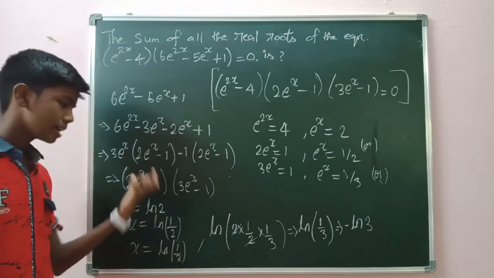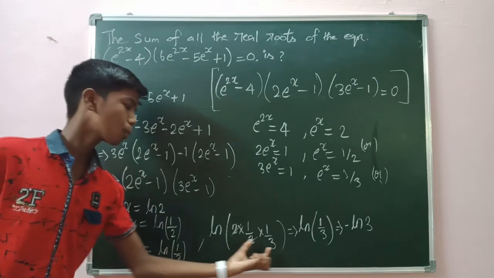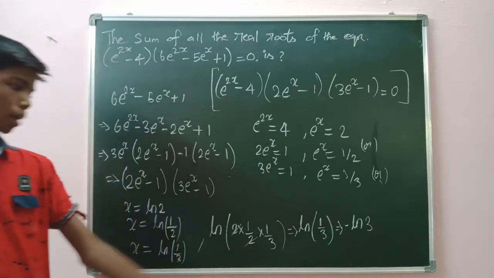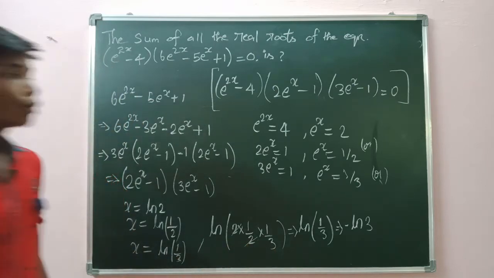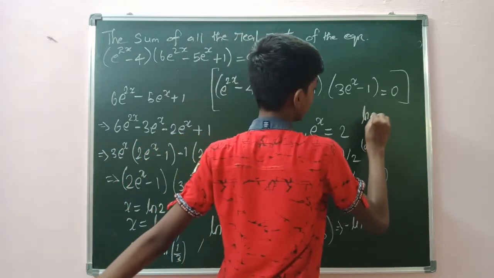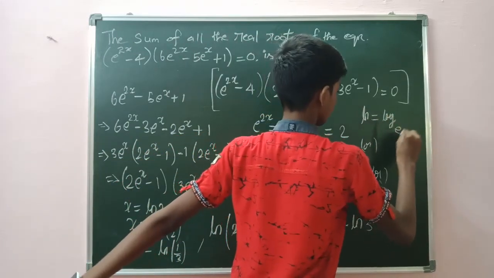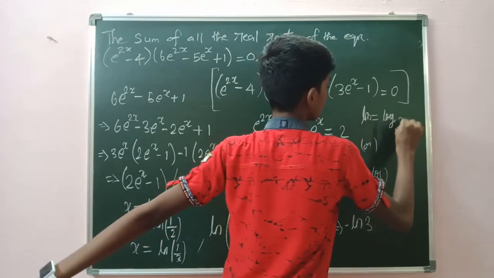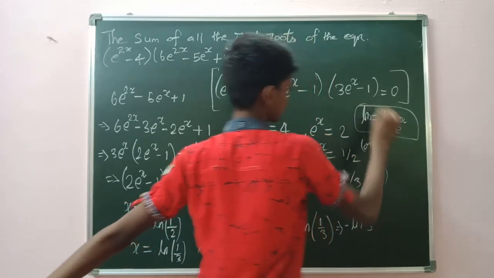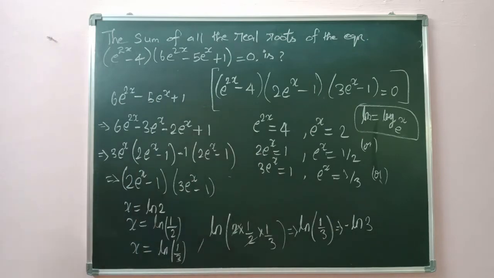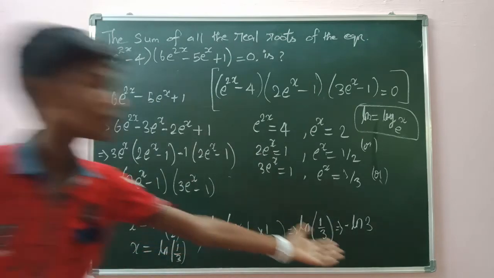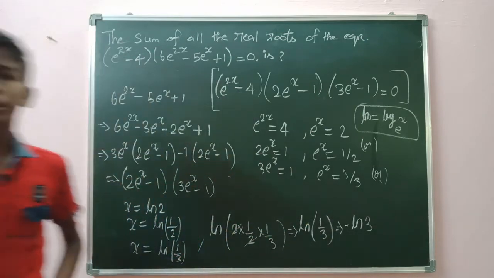And here we add these three ln's. If we add these three ln's, you should product the inside expressions, 2 into 1 by 2 into 1 by 3, log properties. You know now ln means log to the base e of something. Ln of x is log to the base e of x. Don't forget this. I hope you know that, but anyway, no problem. That's the answer, minus of ln of 3. That's all, guys. Let us move on to the next one.